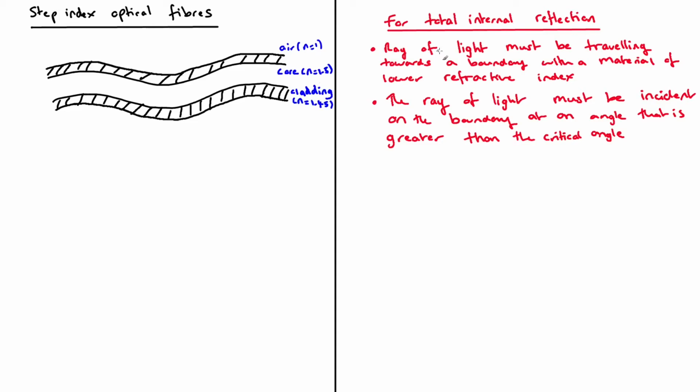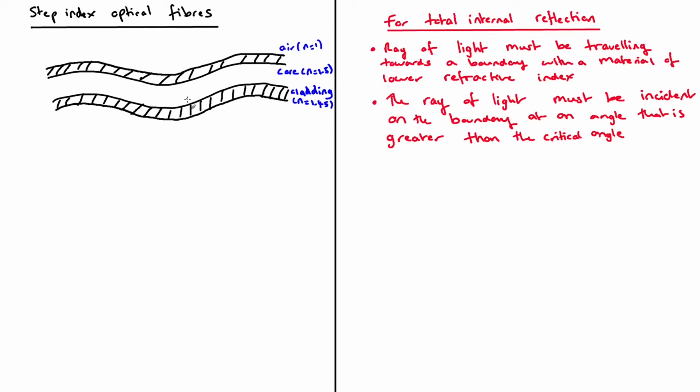So this first point here, the ray of light must be travelling towards a boundary with a material of a lower refractive index. So the cladding has to have a lower refractive index than the core, otherwise the ray of light would be refracted out, it wouldn't be reflected. But if you notice here, the refractive index of the cladding is only usually a little bit less than the refractive index of the core. It's not the big difference that you would have with air. So let's just have a look. What difference is that going to make to the critical angle?